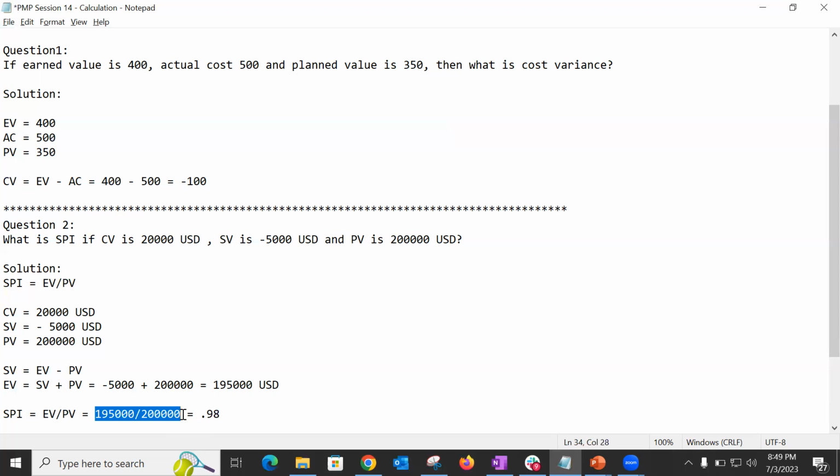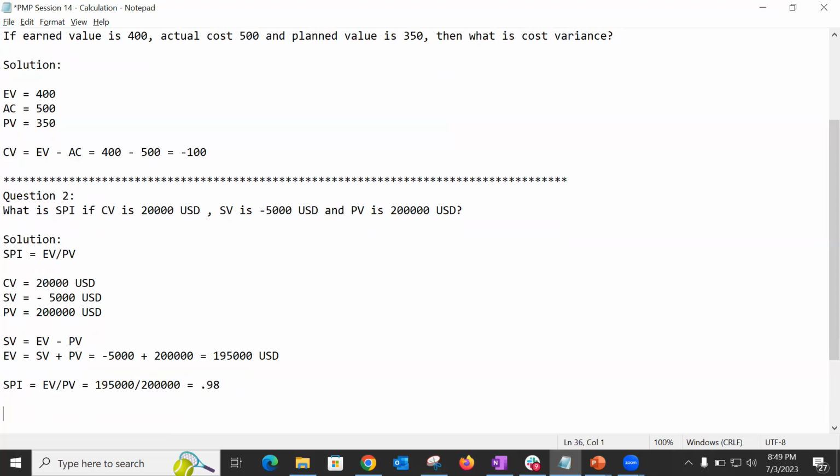Okay, now SPI 0.98, schedule performance index, is it kind of good or bad? Less than 1, right? Which is not good. Anything equal to one means on schedule, anything more than one is better, but less than one is not good. We are at 98% of the schedule, but definitely not 100%. But this is how the SPI is calculated. So I hope it's very clear, right?